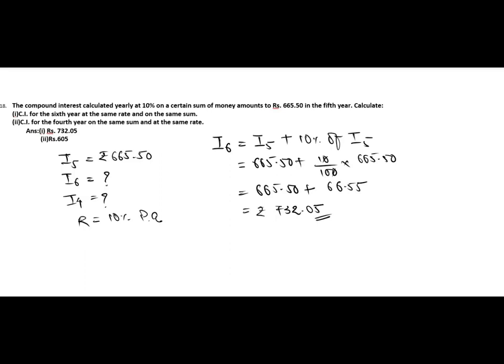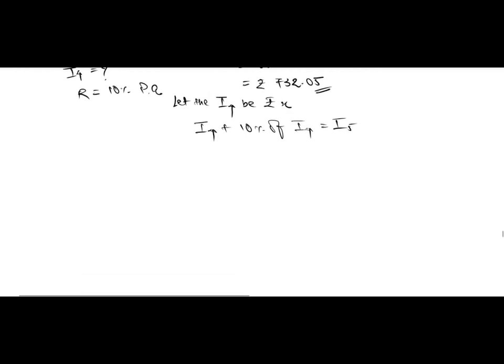How to find the compound interest for the 4th year? This is interesting. Please pay attention. Let the compound interest for the 4th year, that is I4, be rupees X. Now I4 plus 10% of I4 is equal to I5. You relate with this? Compound interest for 4th year plus 10% of compound interest of 4th year is equal to compound interest for 5th year. That's the relationship we studied. So what is the compound interest for 4th year? We don't know. So X plus 10% of X, right, is equal to I5.